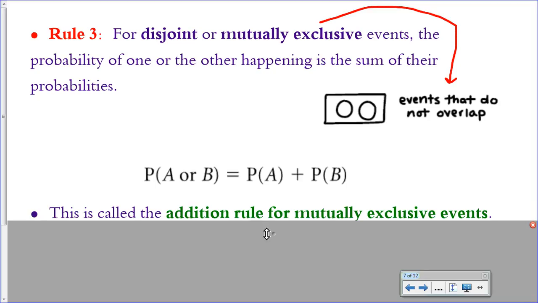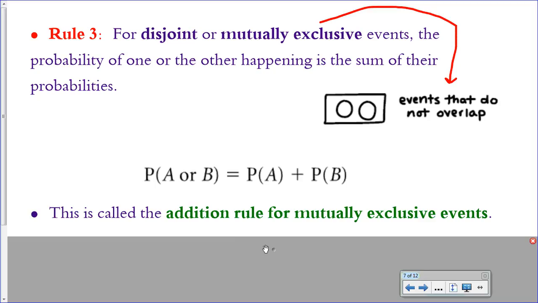And it has a name. This formula is called the addition rule for mutually exclusive events, which is exactly what it is, that you can add the probabilities of A and B together if A and B are mutually exclusive in order to figure out the probability of A or B.